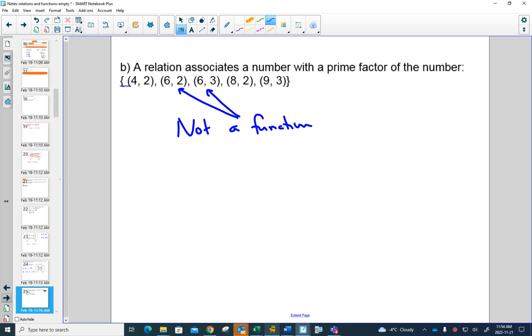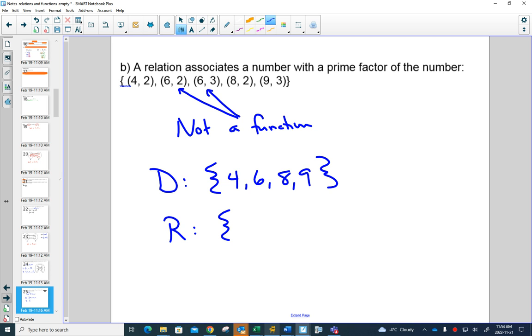But we can still do the domain of this relation, and we can still do the range. 4, 6, 8, and 9 is in the domain. And the range has just 2 and 3.